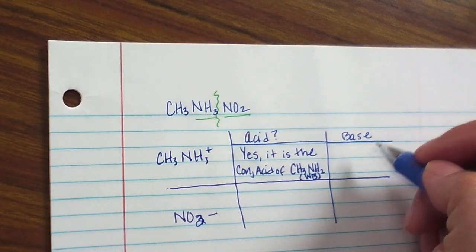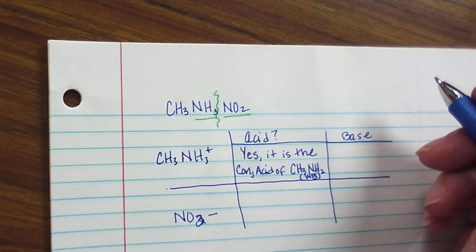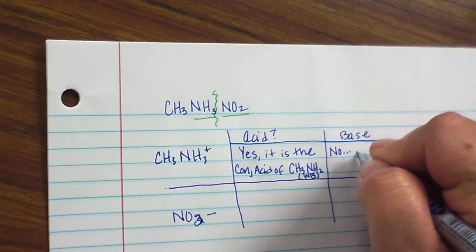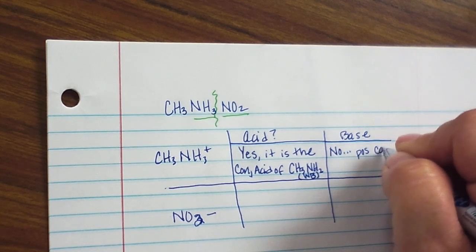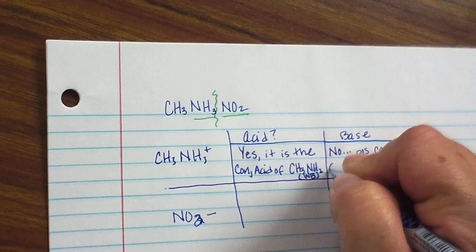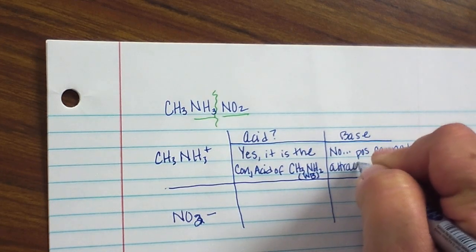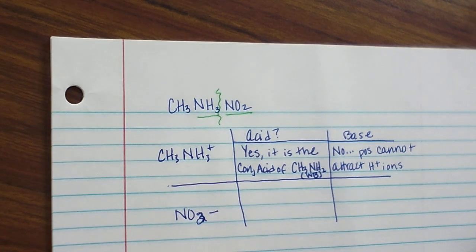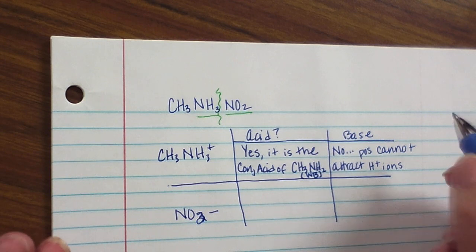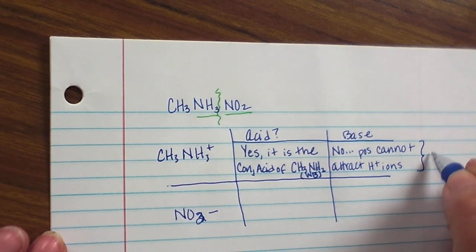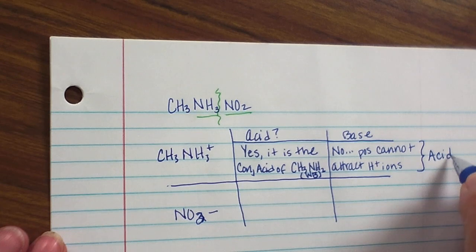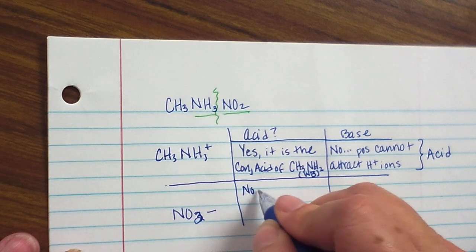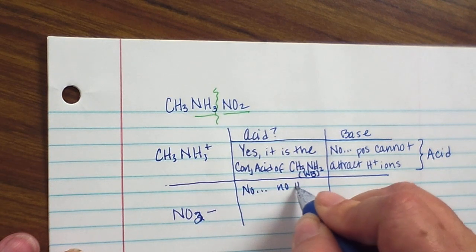Next, base, can it accept protons? No, it already has a positive. So the answer is no. Positive cannot attract H plus ions. Okay, so what does that mean this is going to be? Acidic. Next, the NO2, is it going to be an acid? No. Why? No protons to donate.